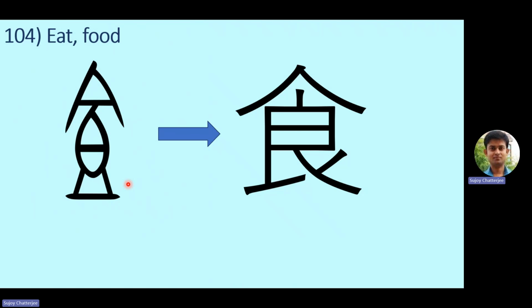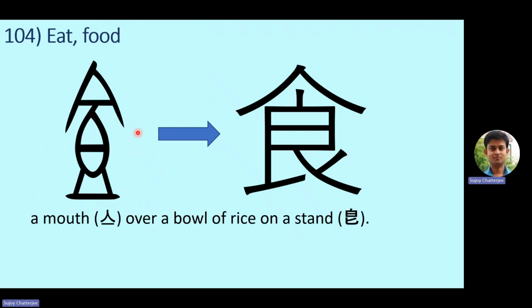Now, how did this kanji evolve? So this is the ancient one. So what does this represent? So you can see from this it has evolved like this. But what does this represent? This basically represents a mouth. So this is the mouth, or this is the open mouth over a bowl of rice on a stand. So this is the bowl of rice and this is the stand.